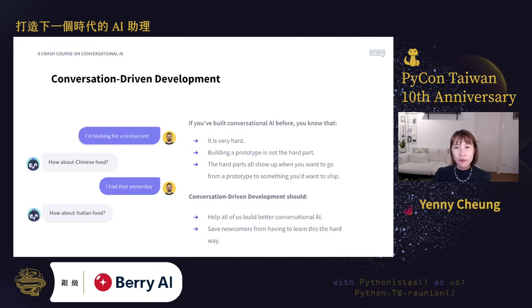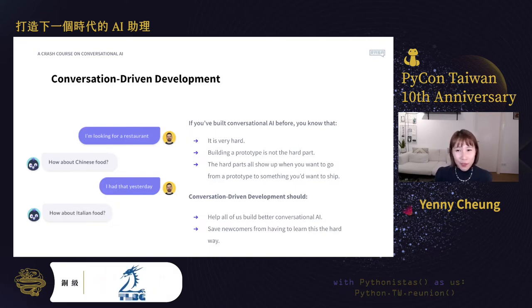And you need a mechanism that allows your assistant to continue to learn from real conversational data, not just the fake ones we create. If you look at the left, I have an example for you. Your user can be saying, I'm looking for a restaurant. And then your bot says, how about Chinese food? And then the user says, I had it yesterday. To a bot, that may be very ambiguous in intent. But for a human, you know exactly what they mean: they had it yesterday, so they don't want to have it again. And then the bot should prompt with, how about another type of food? In this case, Italian food.